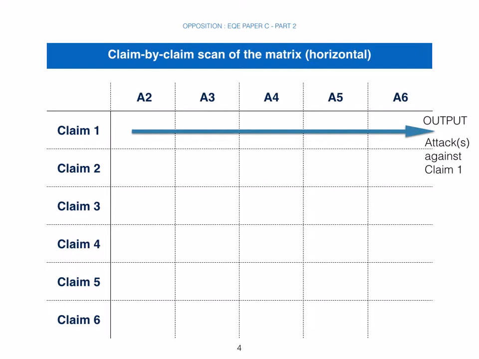Then we repeat with claim 2 and we put the attacks for claim 2 on the right. Claim 3, the attacks against claim 3 come on the right. Claim 4, claim 5, down to claim 6, and we put the attacks against claim 6 on the right. Next, in greater detail, we'll consider how we build up the potential attacks.